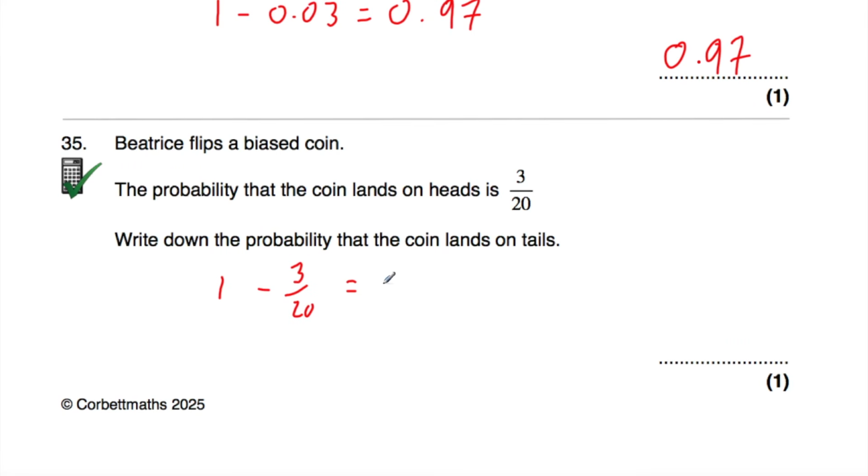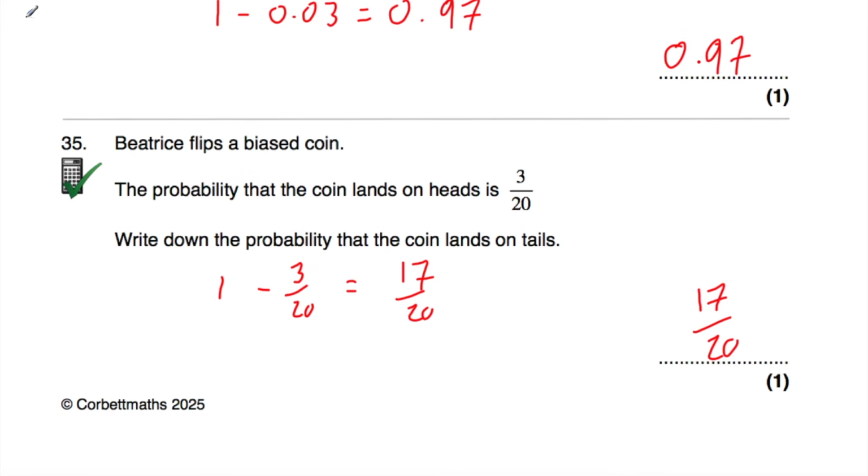Well, it's a calculator question, you just type that into your calculator, or just consider that 1 is 20/20, and 20/20 take away 3/20 would be 17/20. Or you could just think, if I've got 3/20, what do I need to add to that to get 1? The answer would be 17/20. So that's it. The probability that the coin lands on tails would be 17/20. So you just do 1 minus the probability that it lands on heads.